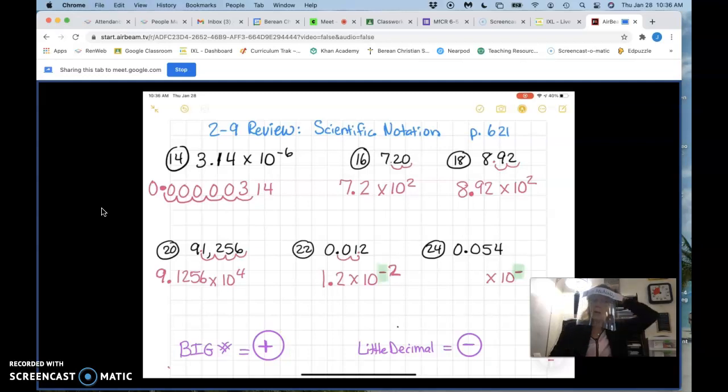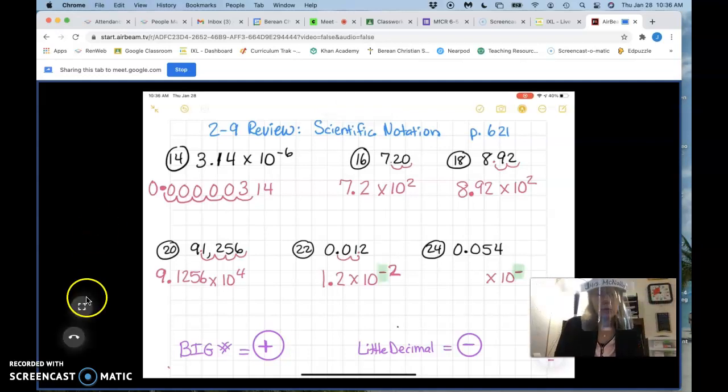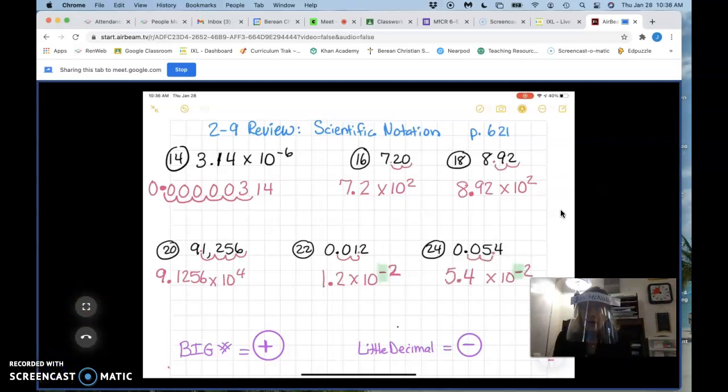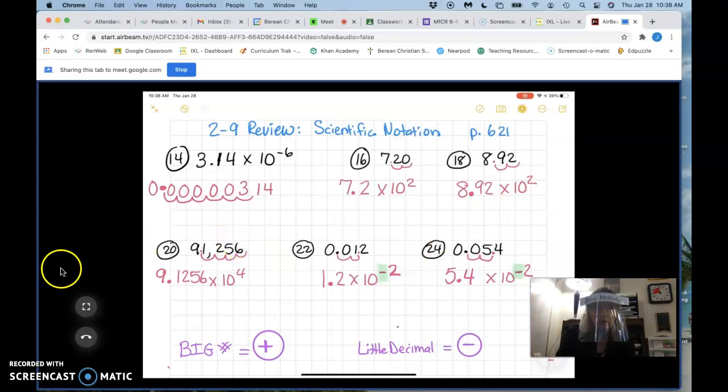Okay, 24, do by yourself, and then I'll show you if you got the right answer in 1 minute. Go. Okay, here's the answer to the last one. We moved the decimal between the 5 and the 4, 5.4, and we moved it 2 times. So 5.4 times 10 to the negative 2 power. And that is all for this review today.